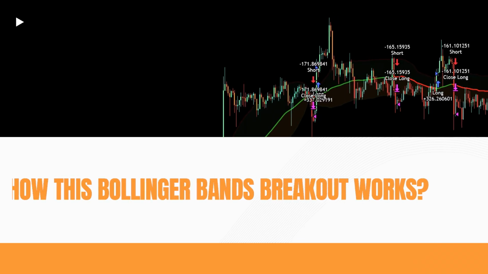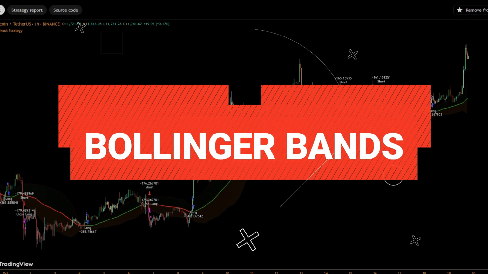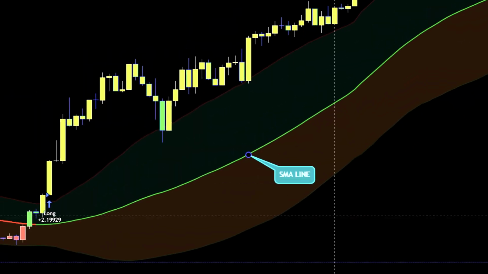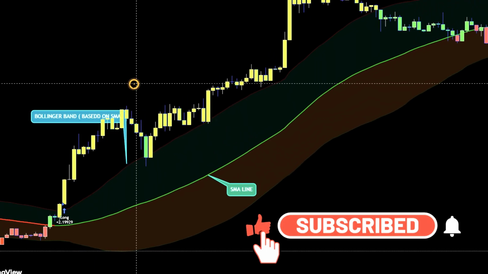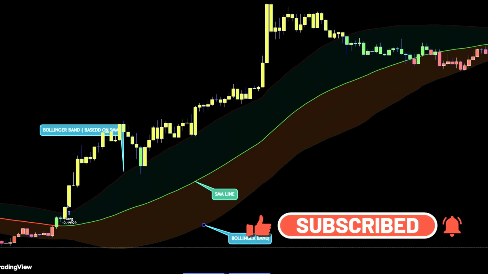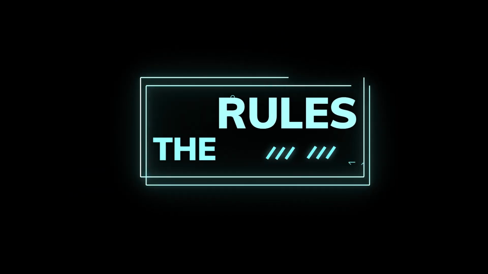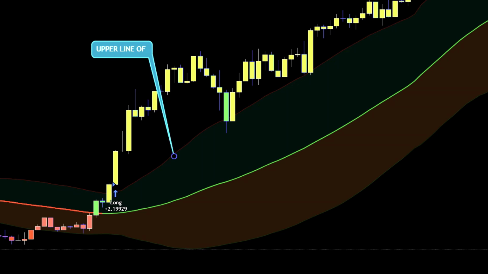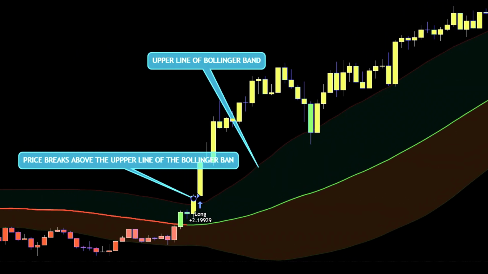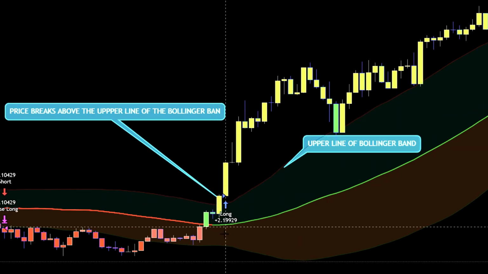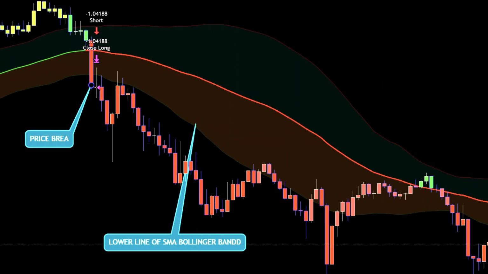So how does this actually work? At its core, it's built on a classic indicator called Bollinger Bands. Picture a moving average line smack in the middle with two bands on either side. When the market gets wild, these bands stretch out wide. When it calms, they tighten up. The strategy uses the two bands to spot signals. The rules couldn't be simpler. When the price closes above the upper band, boom, you get a buy signal. When it closes below the lower band, it's your sell signal.